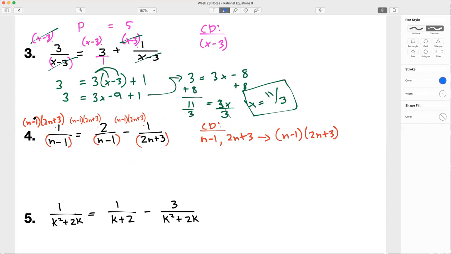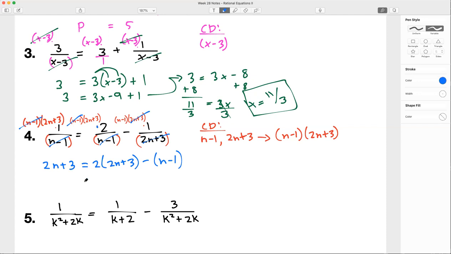I will cancel the n minus 1 with the n minus 1. I will cancel the n minus 1 with the n minus 1 again, and then I'll cancel the 2n plus 3. So now what do we have? We got to be careful here and look carefully at what we have. 2n plus 3 times 1, well, that's just 2n plus 3, equal sign. 2n plus 3 times 2. Well, I'm going to write the 2 out in front, and then minus the 1 times the n minus 1. So really it's just this. But we need to make sure to keep those parentheses there, because if we don't, then we're going to get it wrong, because we got to distribute that negative sign.